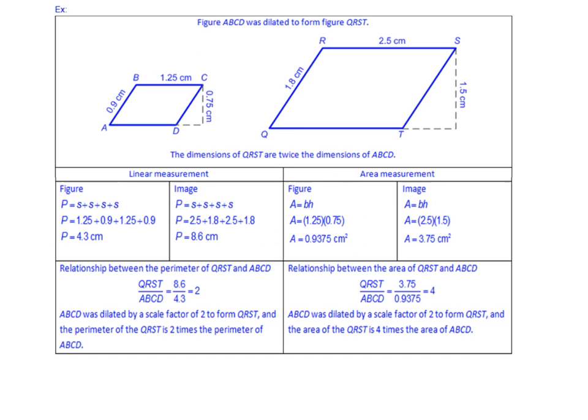For the image, we have the 2.5 here, which is twice that. They're giving us 0.75 and it says that the dimensions are twice, so that means the height of this one must be twice 0.75, which is 1.5. And again, area is equal to base times height. We'll multiply 2.5 times 1.5 and we'll get 3.75 centimeters squared.